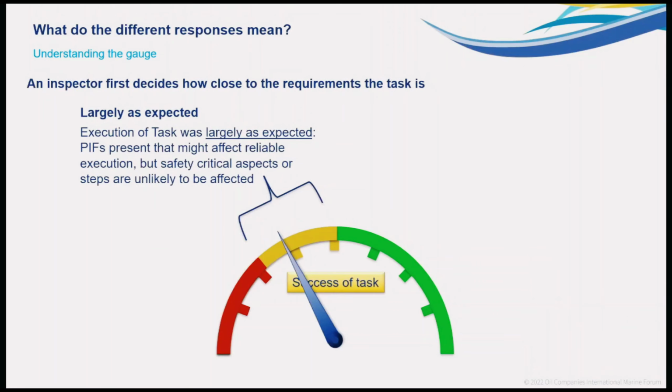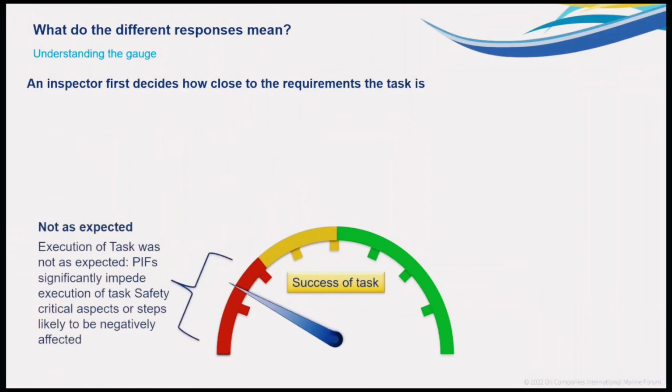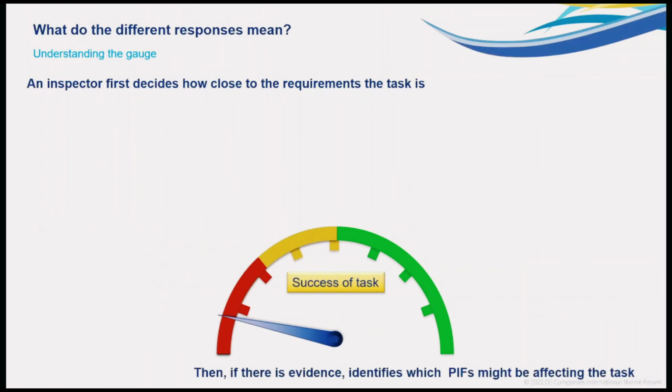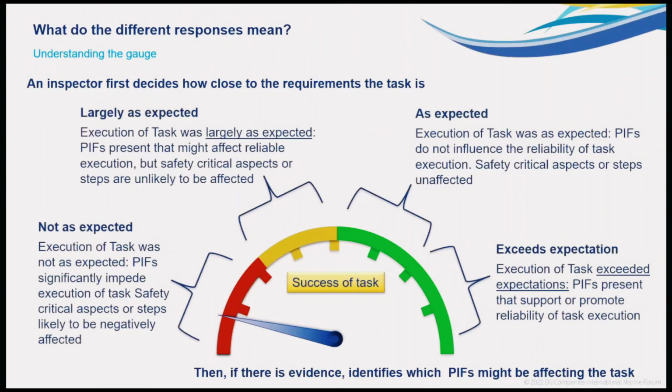This type of response tells you there are opportunities to improve something that could cause problems in the future. Finally, if the execution of a task is not as expected, the inspector has seen issues or PIFs that make mistakes more likely or don't support the task. Then we have an opportunity to make the PIFs healthy, to make the task successful and strengthen the barrier.